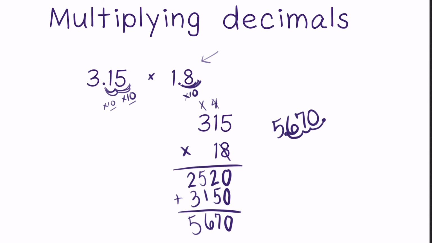So our answer here becomes 5 and 670 thousandths, which we can also say as 5 and 67 hundredths. So 3 and 15/100ths times 1 and 8/10ths equals 5 and 67 hundredths.